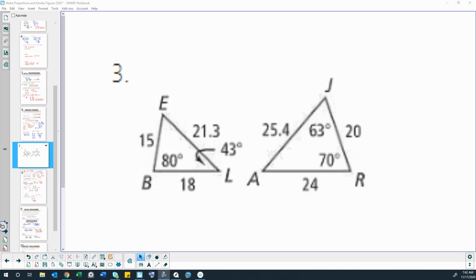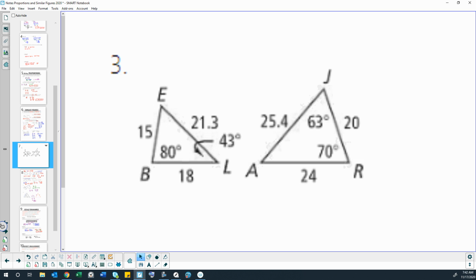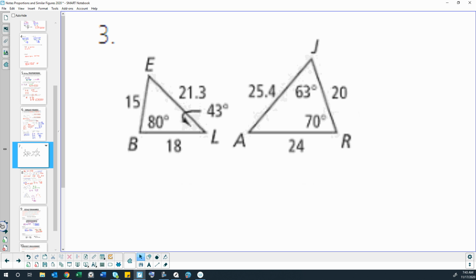Pay attention in the Khan Academy assignments that has the angle, similar triangles. One of the main things you need to understand on that assignment is how to figure out if the angles are the same or not, okay?